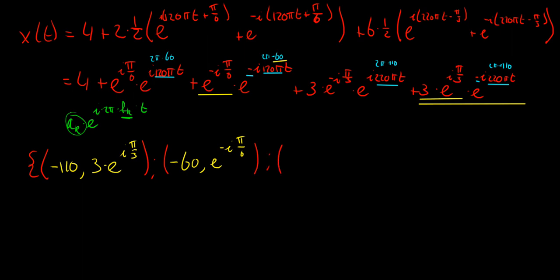Then the next one. Our next frequency is actually a frequency of 0, because if this value is 0, then the whole power is 0, which gives us e to the power 0, which is 1. And that actually is the case if we look at this single value of 4. It actually has a frequency of 0, but it has an amplitude of 4. So we write that down as this 4 will be a frequency of 0 and an amplitude of 4.